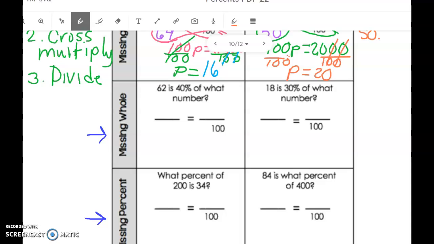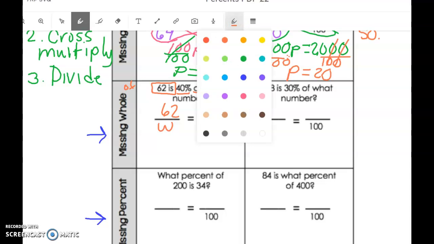Now, sometimes you're going to have the missing whole. That goes with the "of" word. So, 62 is 40% of what number? It's our "of" that's missing, so I'm going to put a W down here for my variable that goes with the whole number. You can pick X, whatever you want. I just like to choose W when I'm doing whole numbers. 62 is, that means "is" is the part. I'm going to write 62, and we have 40%, so 40 over 100. And we are ready to cross multiply.